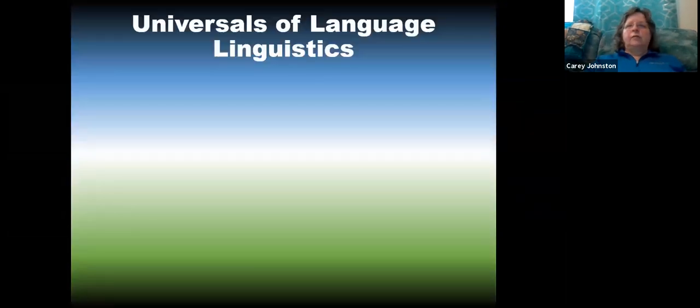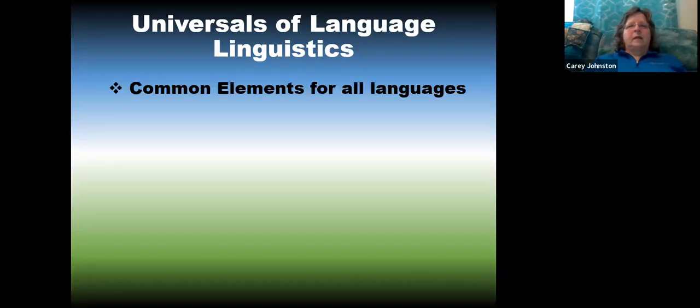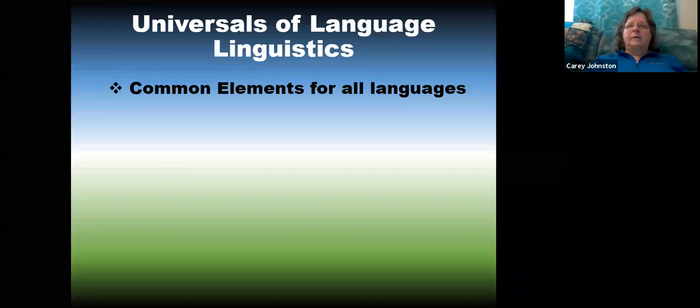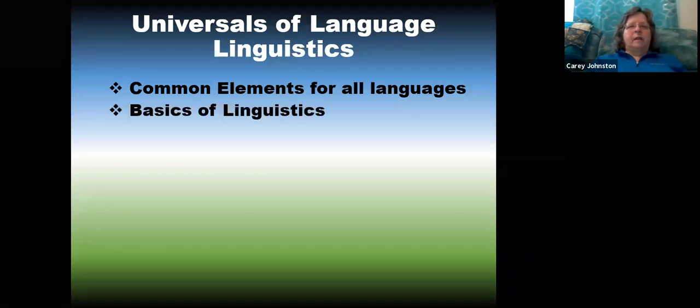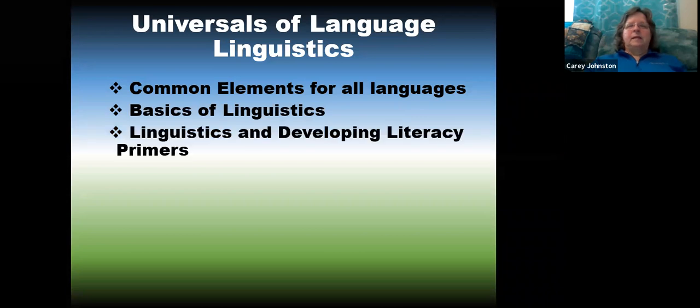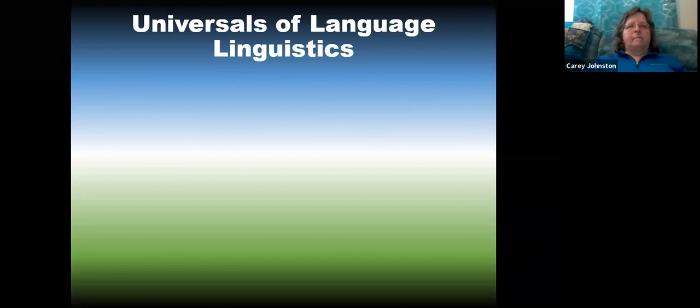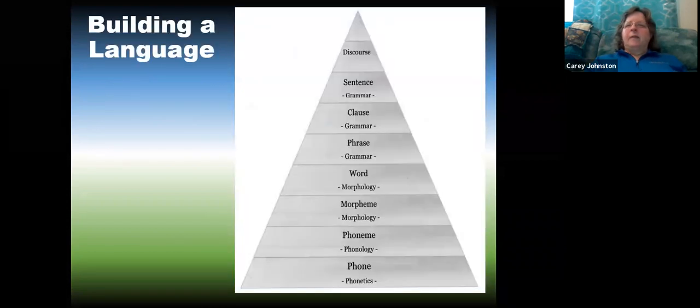So when you're looking at universals of language, we're also talking about linguistics. We're going to be looking at the common elements for all languages, the basics of linguistics, and how linguistics relates to developing literacy primers. We're looking at the building blocks for language.